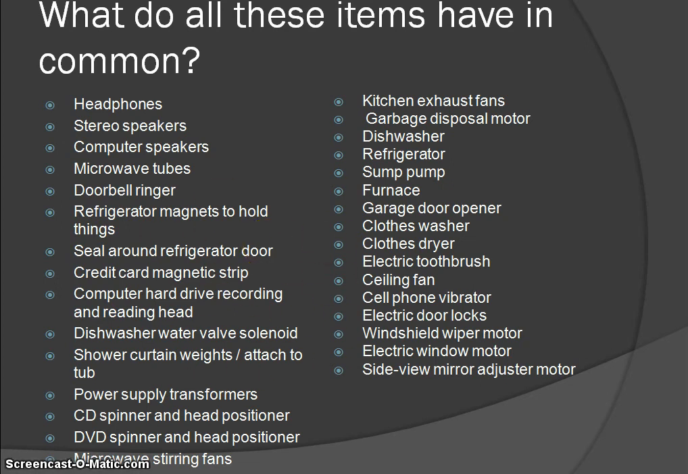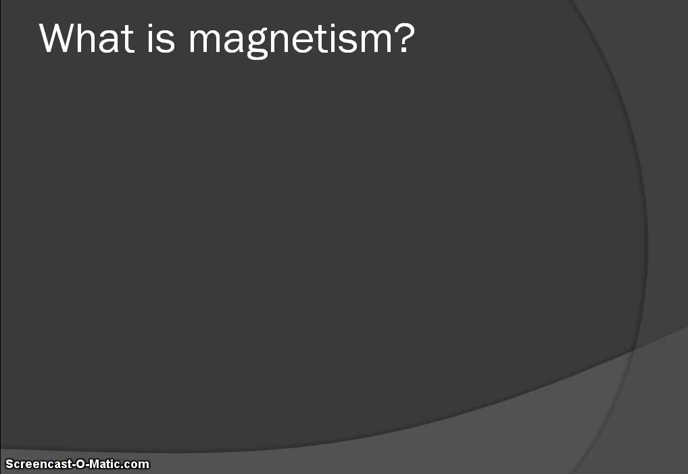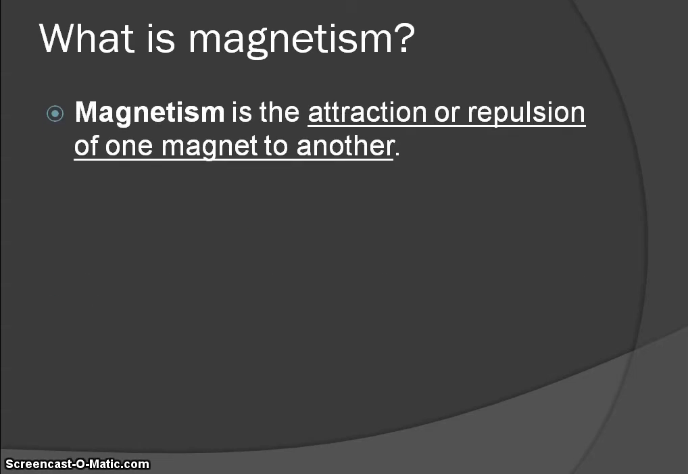Well, believe it or not, ceiling fans, garage door openers, computer speakers, all of these things involve magnets. And we really need to understand what magnetism is in order to know how these things work and how to make new technologies. Magnetism is the attraction or repulsion of one magnet to another.